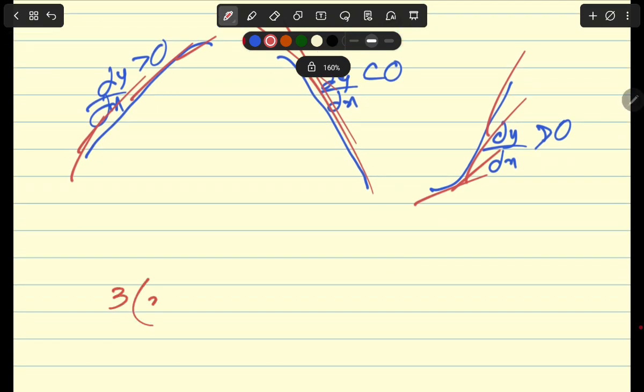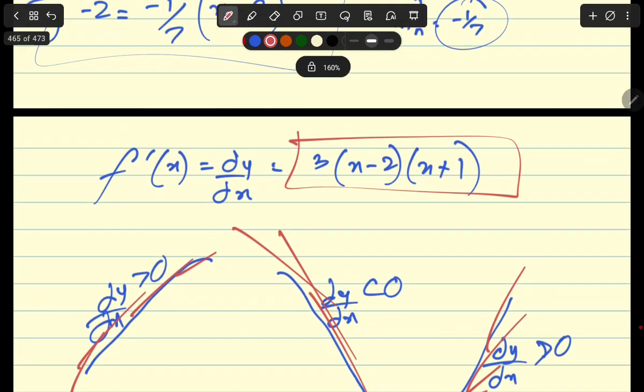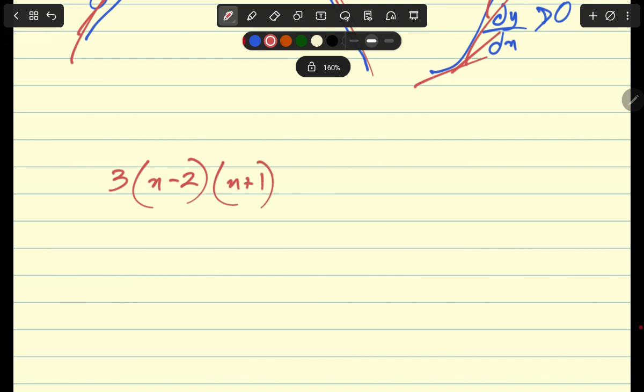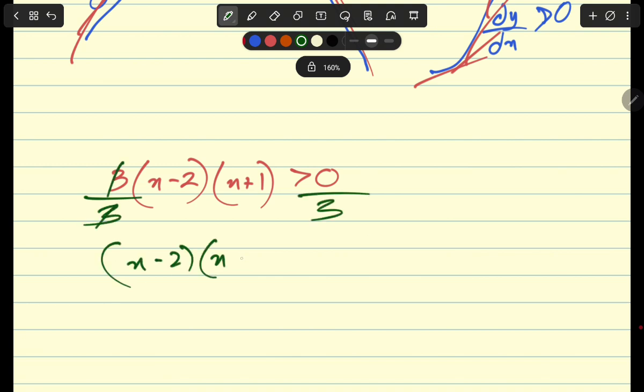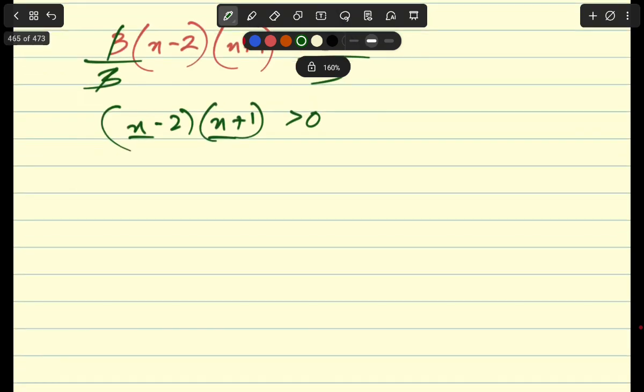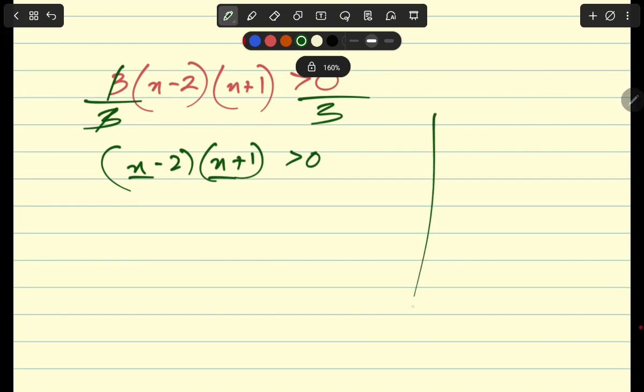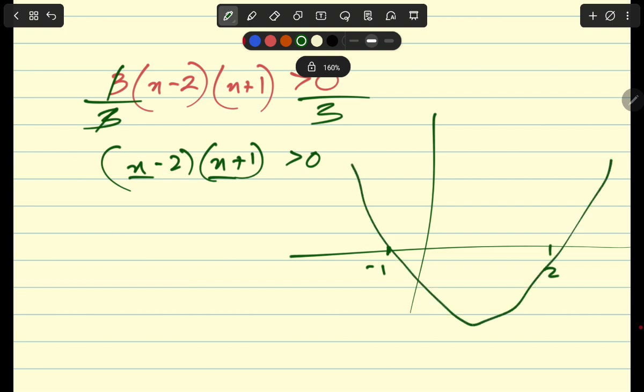So this becomes 3 times x minus 2 and x plus 1. This is the derivative, and I equate it to greater than 0. I can divide both sides by a positive 3, so the sign doesn't change. So now I have x minus 2 times x plus 1 greater than 0, and because the coefficient of x squared is 1, which is positive, this is a minimum type curve, and we have covered this extensively in the chapter on quadratics. So the roots are negative 1 and 2, and the function is plotted like this. For greater than 0, it's this range and this range.